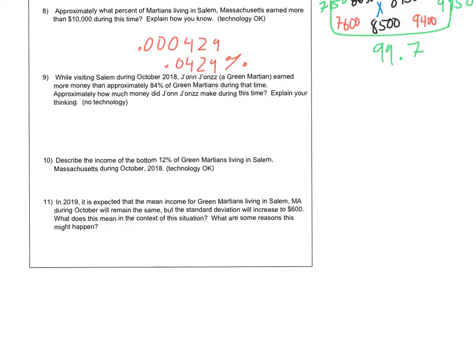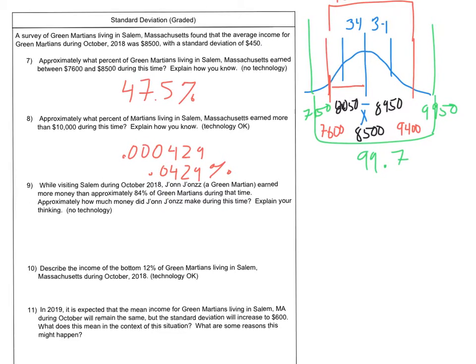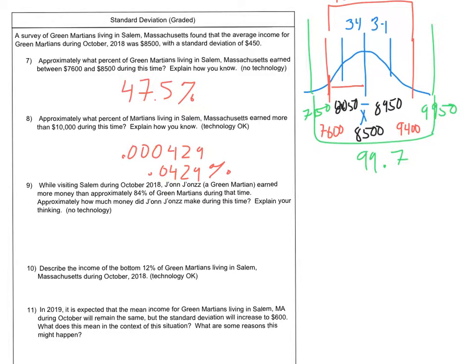While visiting Salem in October, John Jones earns more than most of these people. So more than 84%. I'm going to look at my diagram here. So we know that more than 50% will take me to the mean. A 34% will take me to 1 standard deviation. So we're looking at a value of exactly that first standard deviation. So he made 8950 because that's at 1 standard deviation above the mean.